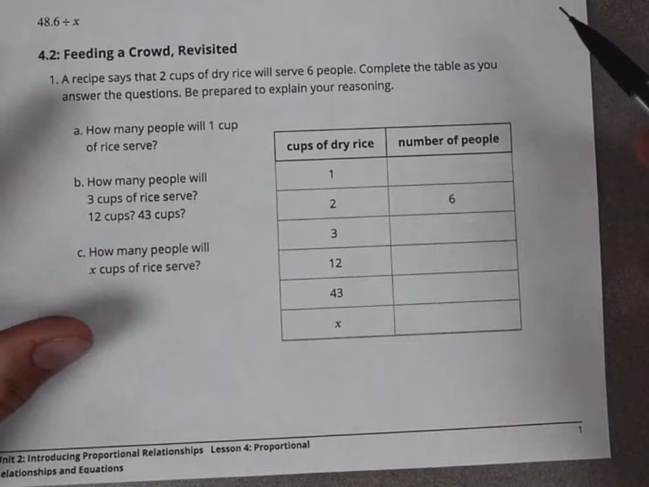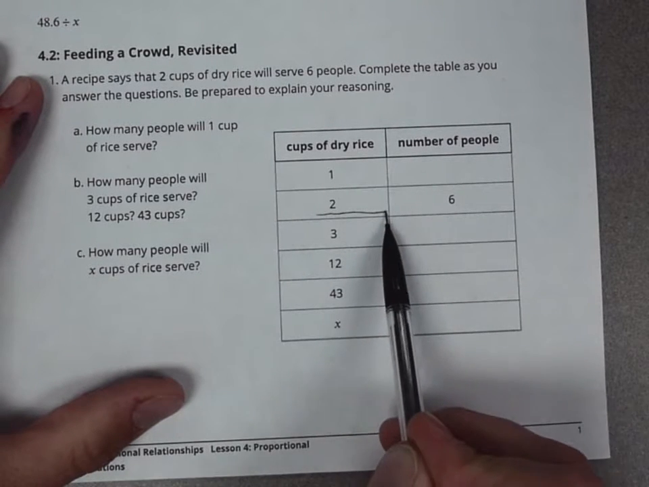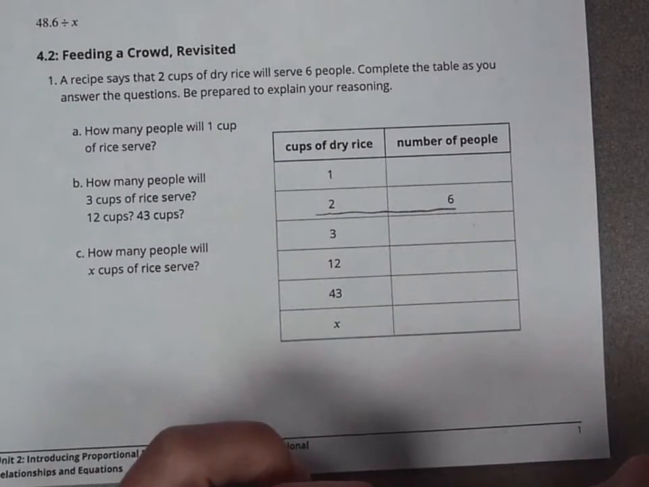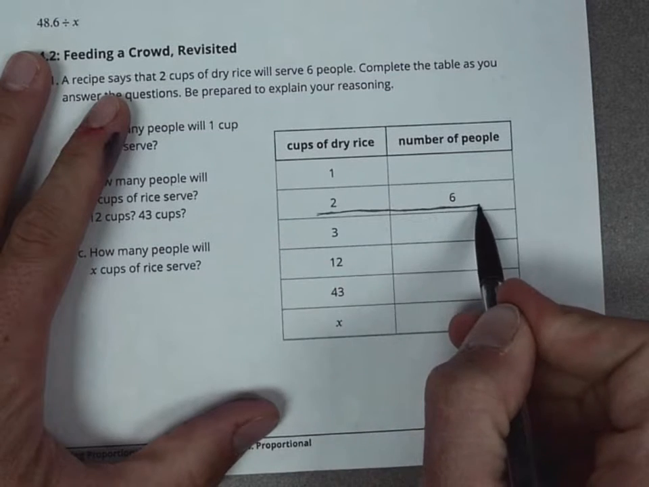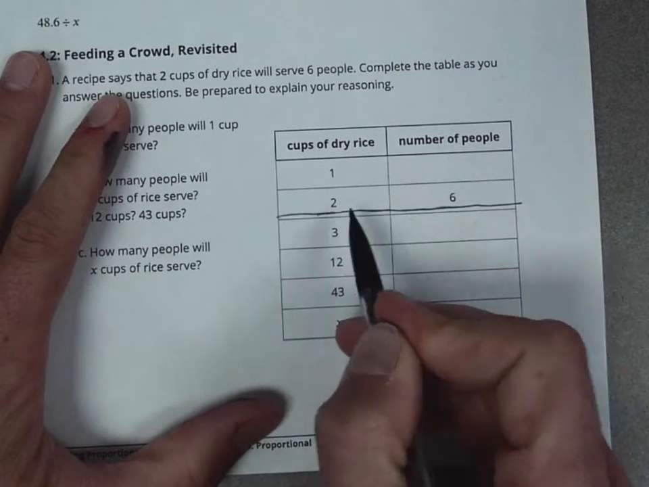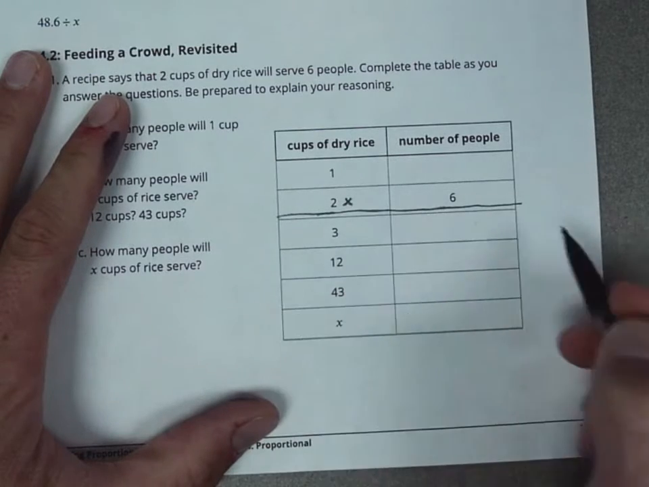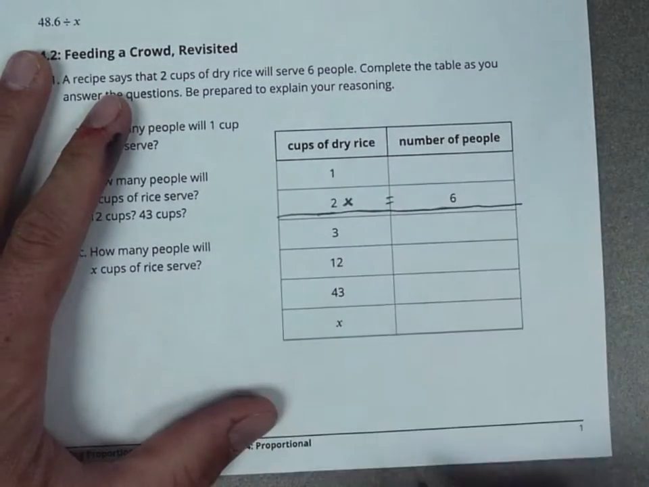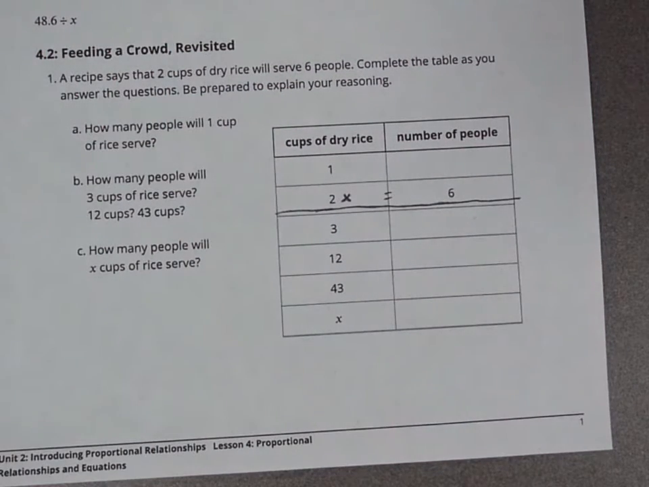So they give us some crucial information right here that says 2 cups of dry rice will feed 6 people. So given that information, we should be able to find a constant of proportionality. Remember, the constant of proportionality is what we multiply the left side by to get to the right side. And once you find that constant of proportionality, then just apply it to the rest of the table to fill in all the missing parts.